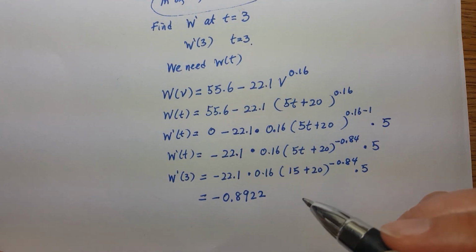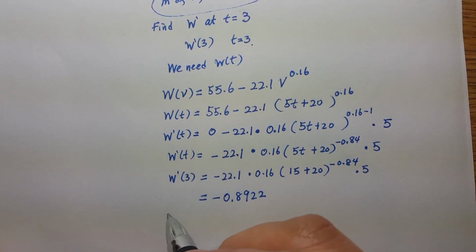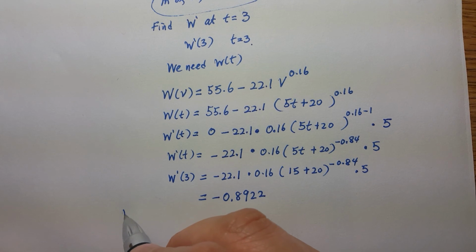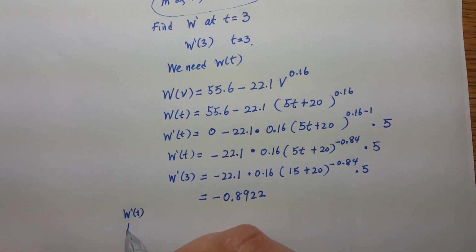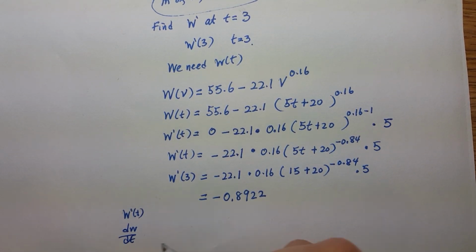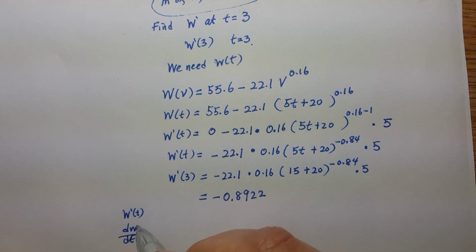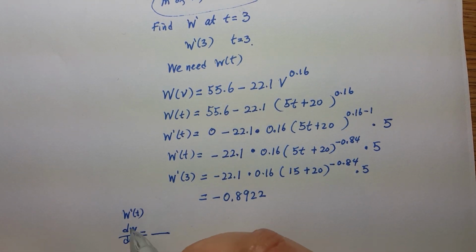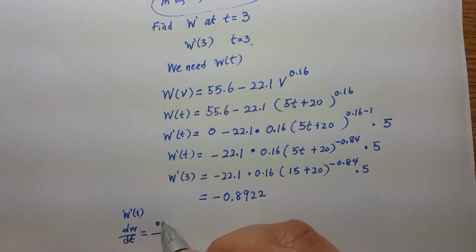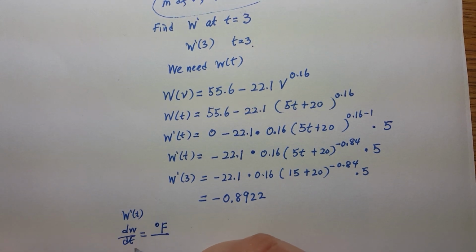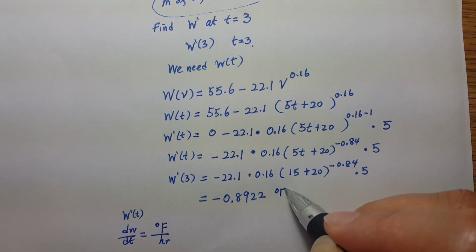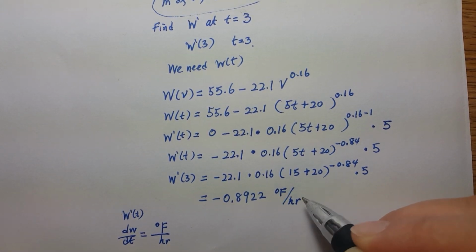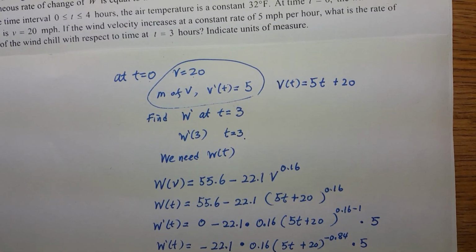Very last step, you have to find the unit. We had W prime of T, it means dW/dT, so delta W over delta T. What's the unit for W? Degrees Fahrenheit. What's the unit for T? We're talking about 3 hours, so therefore it's hours. So therefore, the unit is degrees Fahrenheit per hour. So now we finished question number 2C.